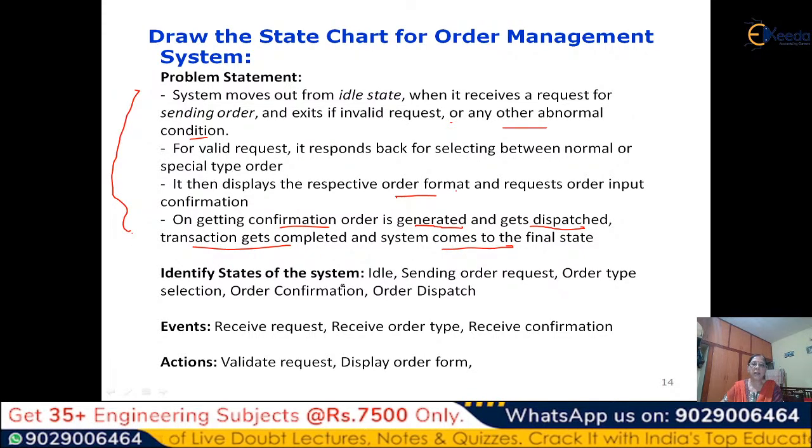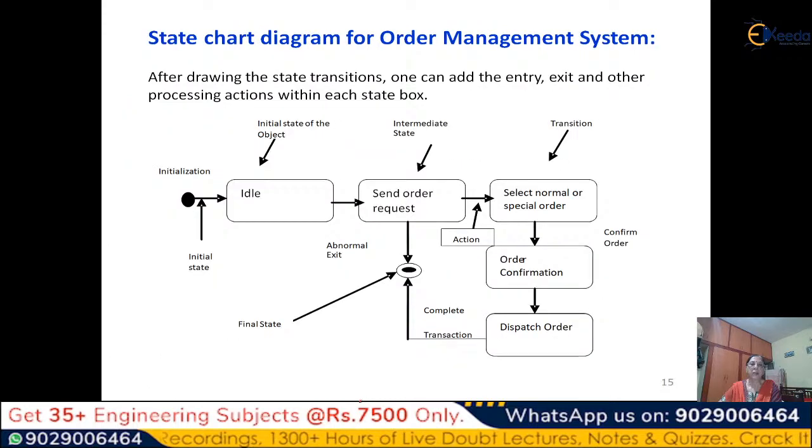So we will first identify the states. There is an idle state. There is sending order request, order type selection, order confirmation, order dispatch, and these are the messages or events that will happen: receive the order type, receive the request, receive the confirmation. And what will be the actions inside when it is in one of the states? You can say validate request, display order form. So from the description of the statement, you have to collect all these things.